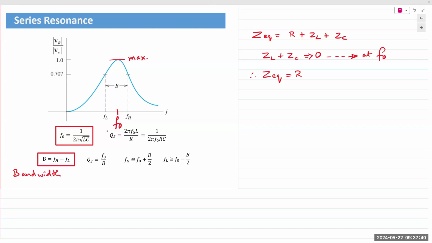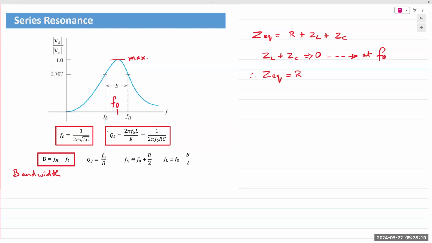Quality for a series resonant circuit is labeled as QS. QS, the quality of a series resonant circuit, is given in terms of the components, and in terms of the frequency and the bandwidth, it is simply the resonant frequency divided by the bandwidth. The narrower the band, the higher the quality. The wider the band, the lower the quality. But again, that depends on the application, in general.